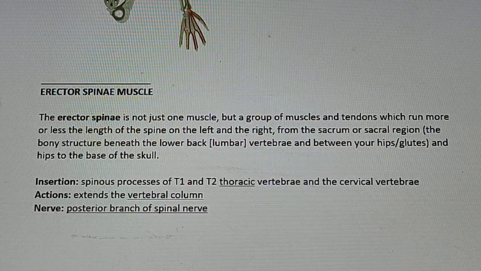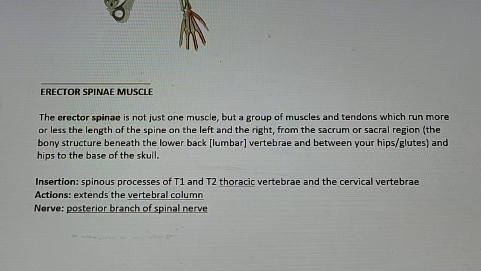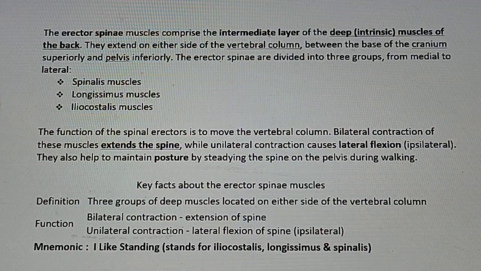Now the erector spinae muscle, which you can see is located on the lower back, the lumbar area of the vertebrae, just beside it. It's attached to it, the erector spinae muscle. There is information here. Just read on this. Some more information about the erector spinae muscle. Okay, just take a look at it.